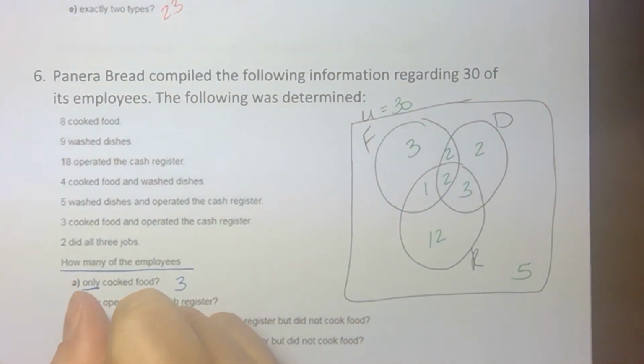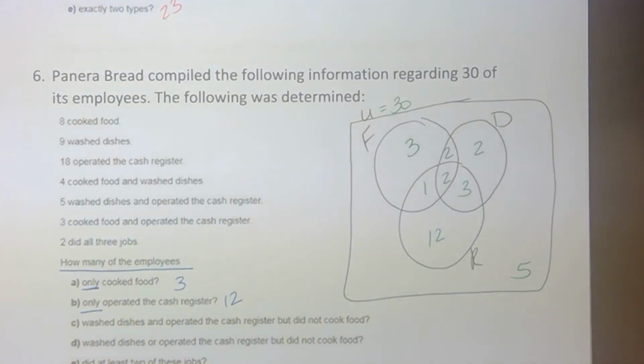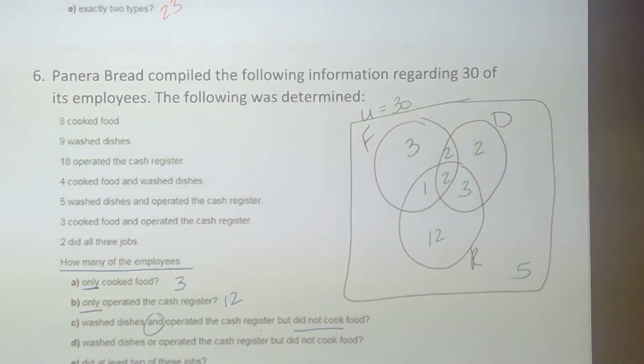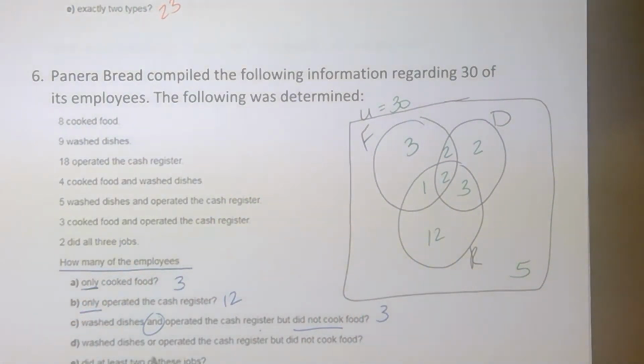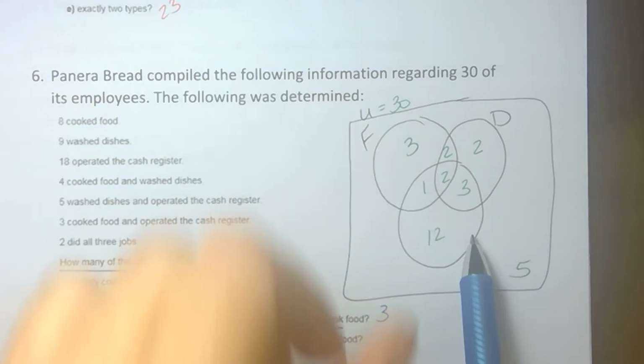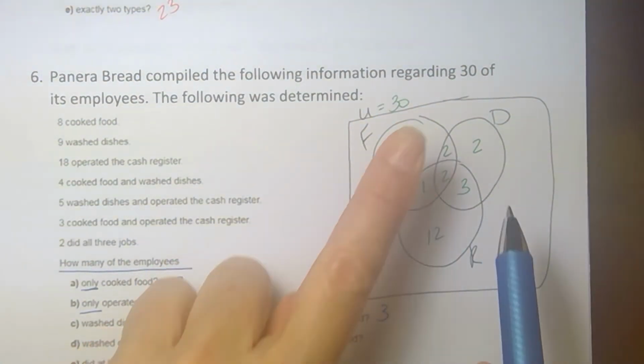How many only operated the cash register? Well, that was 12 employees that worked at the cash register but didn't cook food or do dishes. How many washed dishes and operated the cash register but did not cook food? So dishes and cash register but didn't cook food is just this 3. How many washed dishes or operated the cash register? So dishes or cash register, I'm looking at both those loops, but did not cook food. So then I take out the food loops and I've just got these 3 regions left.